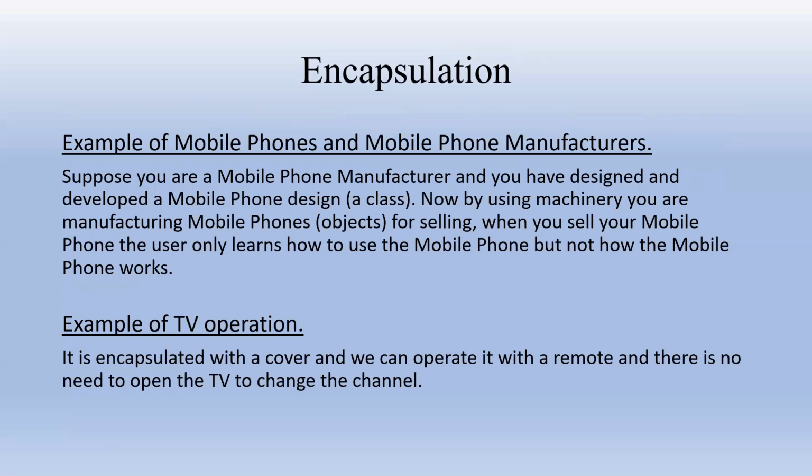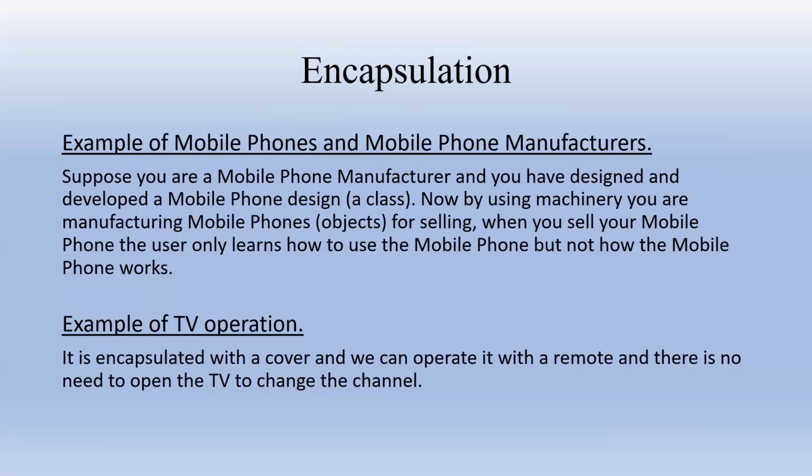In layman terms, let's see two examples of encapsulation. First is the example of mobile phones and mobile phone manufacturers. Suppose you are a mobile phone manufacturer and you have designed and developed a mobile phone design. This is basically a class. Now, by using the machinery, you are manufacturing mobile phones. The machinery means whatever functions or properties you have created, with which you are producing the objects for selling. When you sell your mobile phone, the user only gets how to use the mobile phone, but does not know how the mobile phone works.